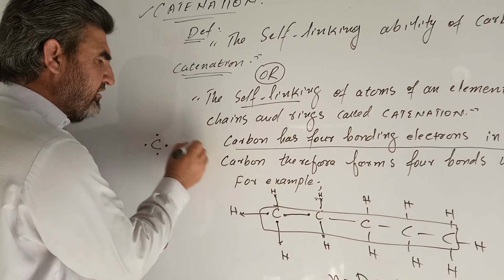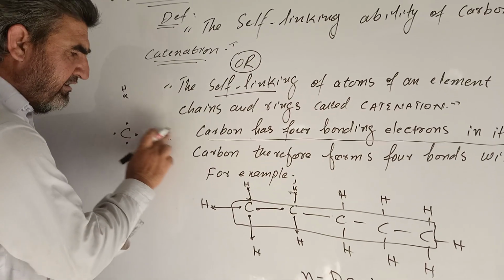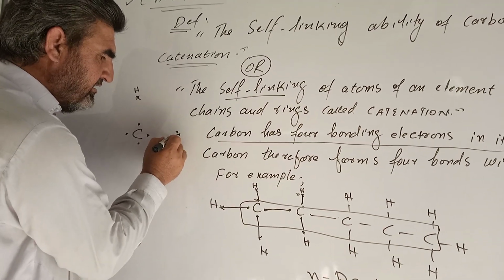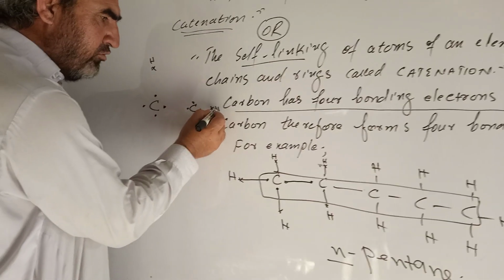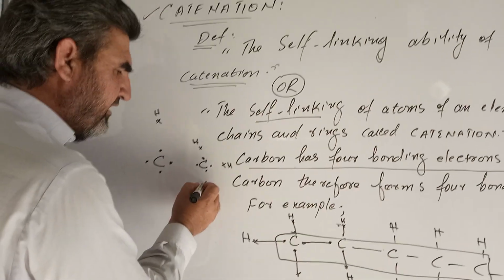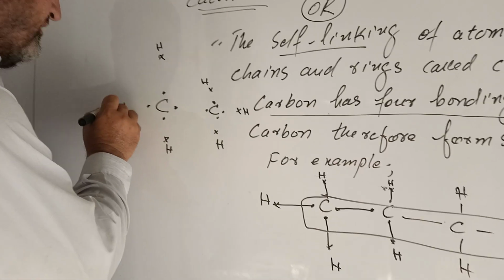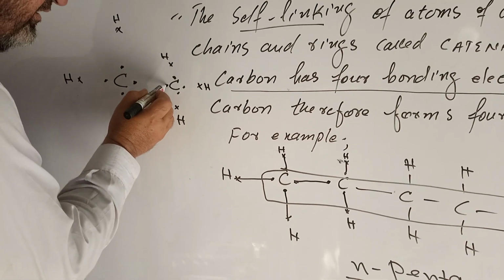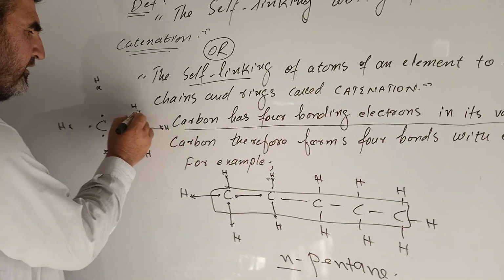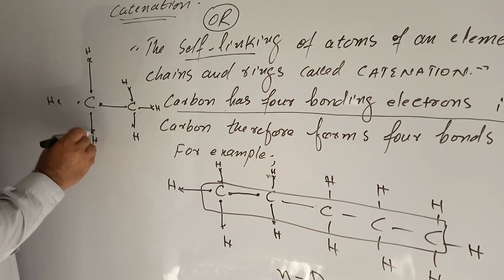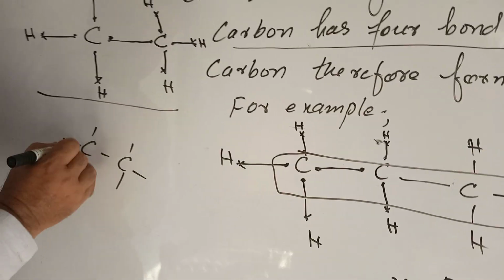Hydrogen has 1 electron. If we say that here is carbon, and it also has 4 electrons in its outermost shell, and we take here a hydrogen with an electron, here a hydrogen with an electron, and here also a hydrogen with an electron, it will form a bond with each of them. So this structure will become just like this.